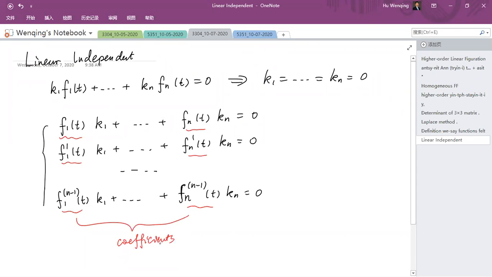Okay, so this is the coefficient of a linear system of equations from which you want to solve for K1 through Kn, right? So K1 and K2, you solve for Kn. Is that good for everybody?